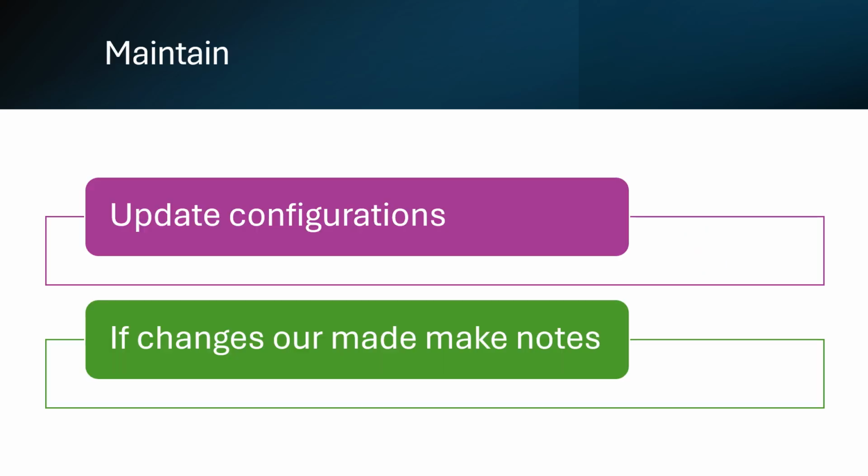Always remember to update the configurations whenever a new PCI DSS comes out, and if changes are made, you want to make notes in the documents. This is basically just a file that records all of the changes made to the networks.